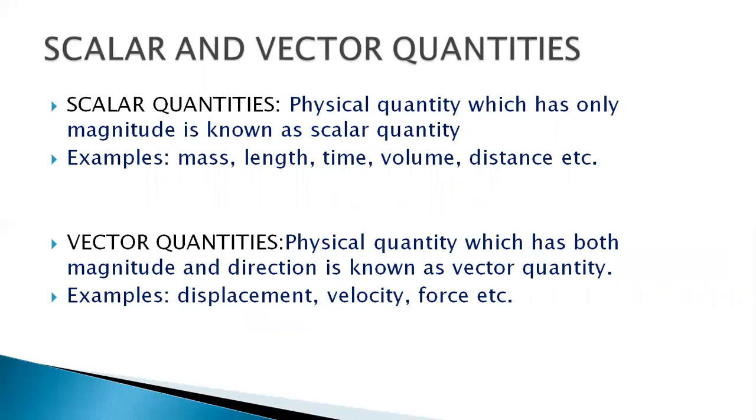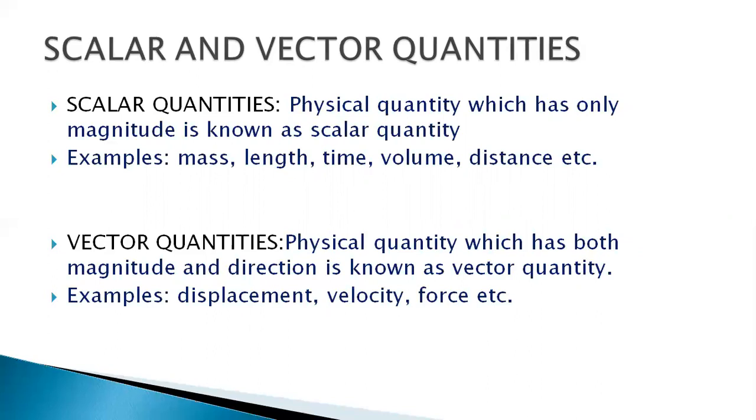Next is scalar and vector quantities. A physical quantity which has only magnitude is known as a scalar quantity. We have studied about many physical quantities in our previous class, that is time, length, mass, temperature. These are all physical quantities, and even we have studied about force, displacement, velocity. These are also physical quantities.